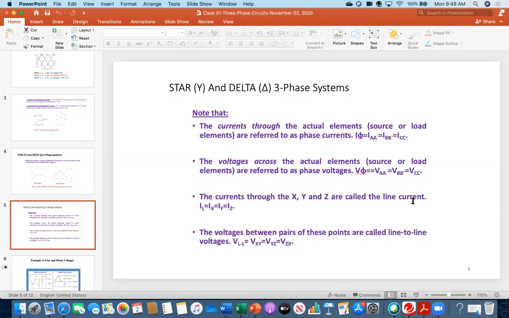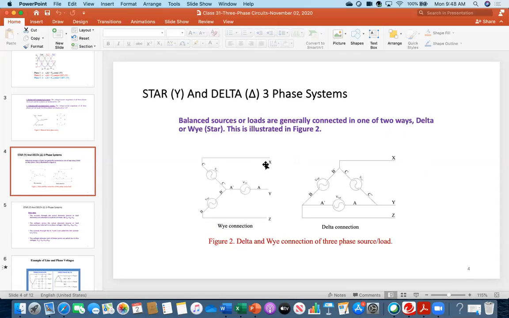and line current. In case of current, it is not line to line, because current will flow through a series circuit. So it is not line to line. Current flows in series. But for voltage, you need 2 points to measure the voltage, right? That's why in case of voltage, it is called line to line voltage when you are measuring.